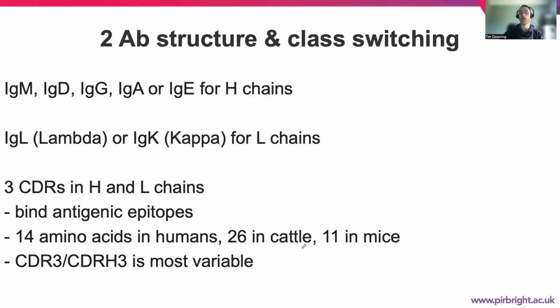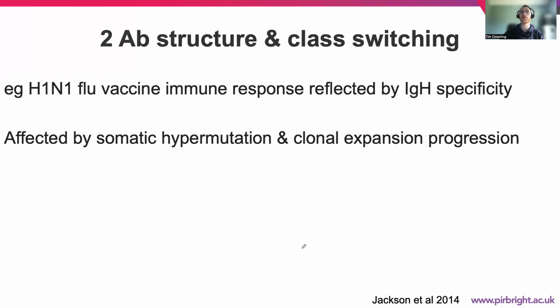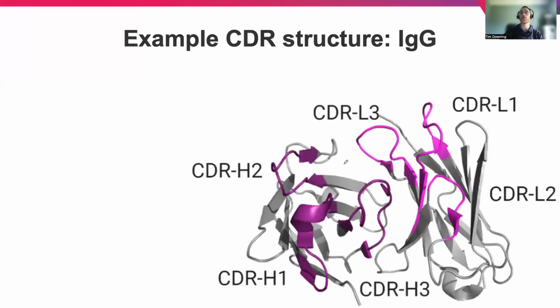An example in terms of viral responses is exposure to the H1N1 flu vaccine. This is determined majorly by IgH specificity, which is mediated by somatic hypermutation and the efficacy of clonal expansion and the affinity maturation process. So those are two key factors that underlie the variability that we see in the host response.